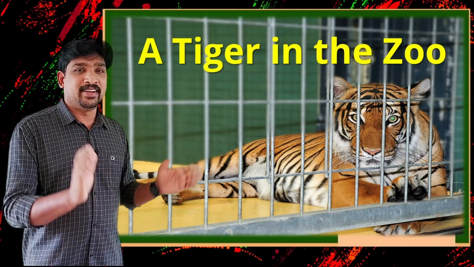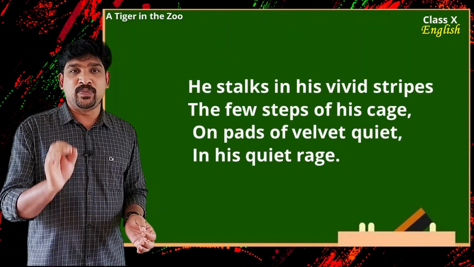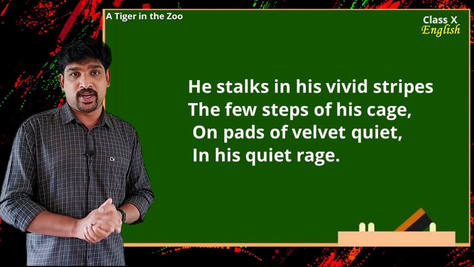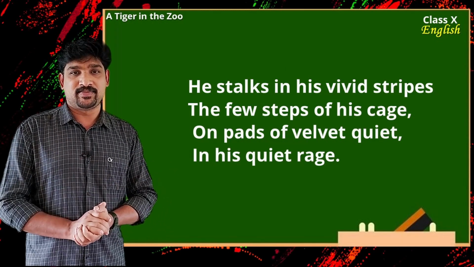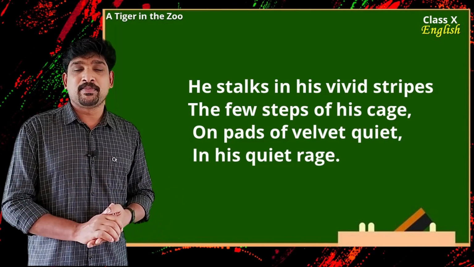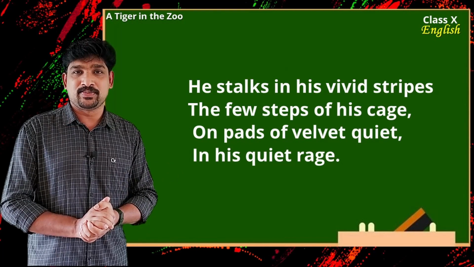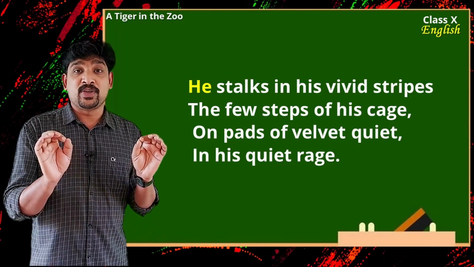A Tiger in the Zoo. He stalks in his vivid stripes, the few steps of his cage, on pads of velvet quiet, in his quiet rage. In this first stanza of the poem, the poet talks about the life of a tiger in the cage of a zoo. Here, the word he refers to the tiger.